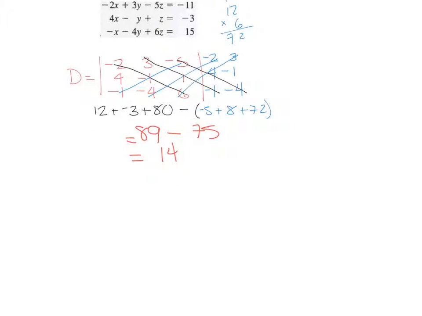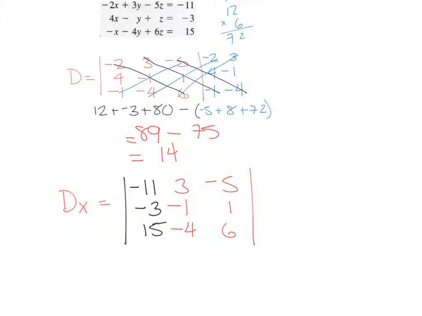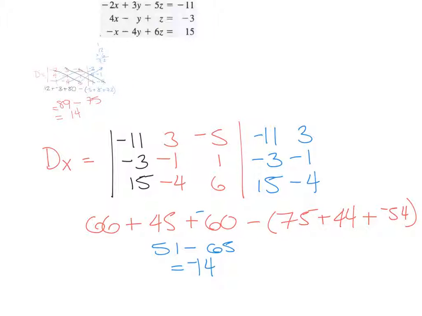So now I'm going to find dx. Remember, I'm going to take that answer column that I have up here, which is -11, -3, 15, and we're going to put it into the first column, the x column, -11, -3, +15. Everything else from the matrix D, or coefficient matrix that we wrote up here, is the same. So that 3, -5, -1, 1, -4, 6 don't change. And now we're going to do what we did before. We're going to duplicate these two columns to the right and find our diagonals. So go ahead, find the determinant for dx, and then pause the video. And so for dx, we get -14 after we go ahead and work that all the way through.